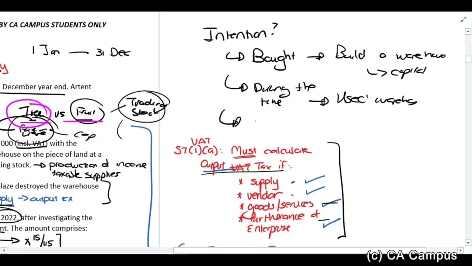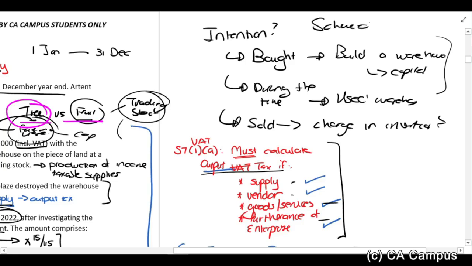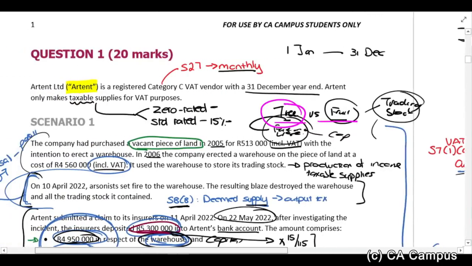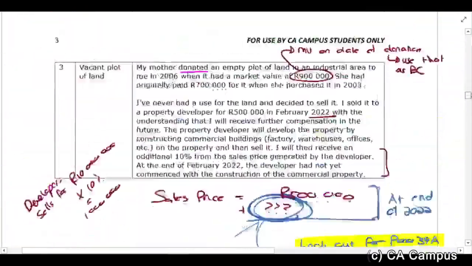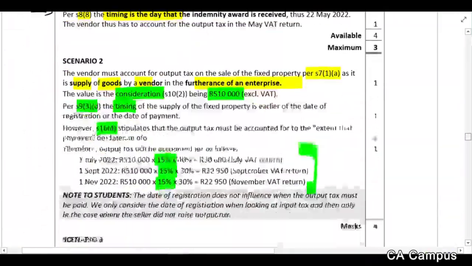When we sold it, was there a change in intention? Can we see that something has changed where the taxpayer went from using it for capital reasons to a scheme of profit making? No. So what is the scheme of profit making for this company? It's to sell trading stock. This is not trading stock. So all of these things, mentioning that, will lead to points. So let's go and see it from the solution.